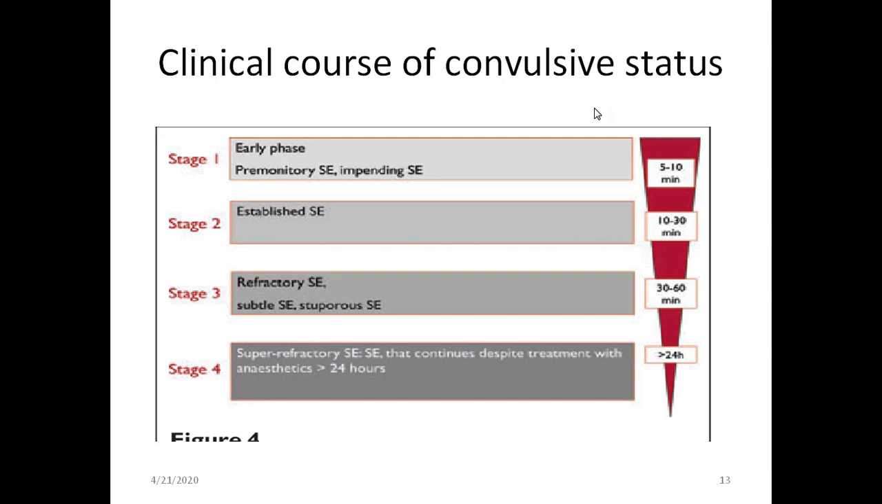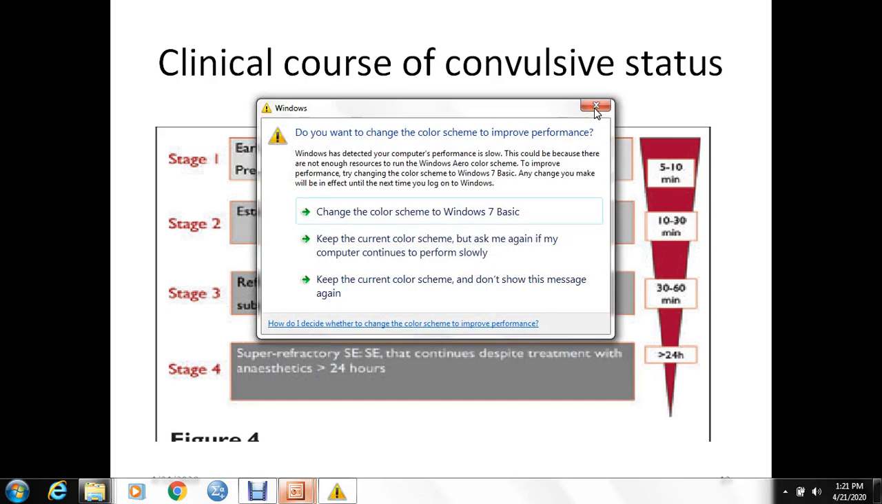So why are these stages and this timeline important? Because the earlier the management, the better the control, the less the multi-organ involvement, and the consequences are not irreversible if it is controlled early. So the early phase of status epilepticus is the first 5 to 10 minutes. It is called impending status epilepticus or premonitory status epilepticus.